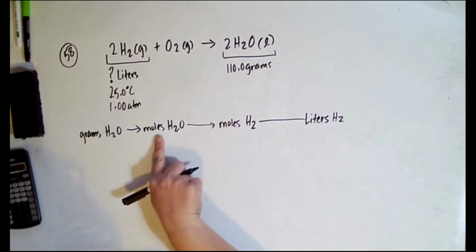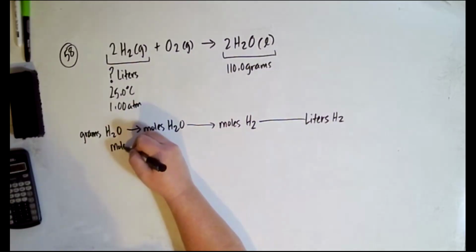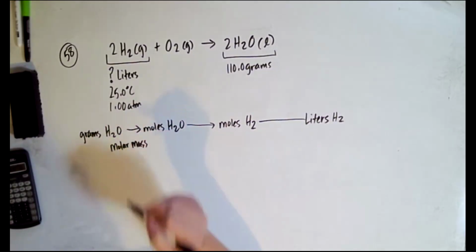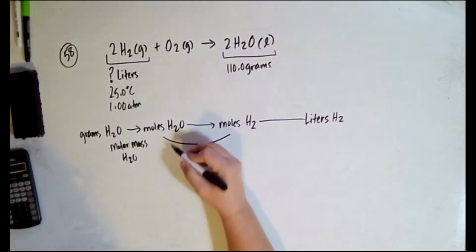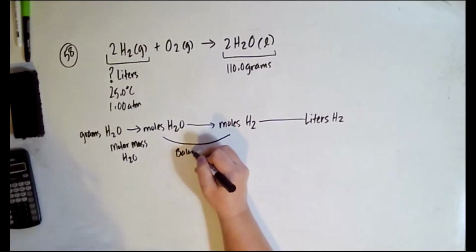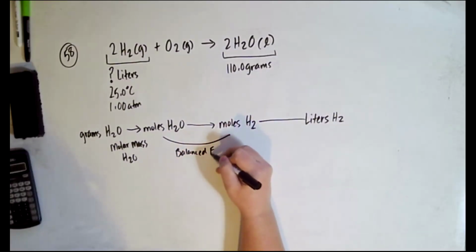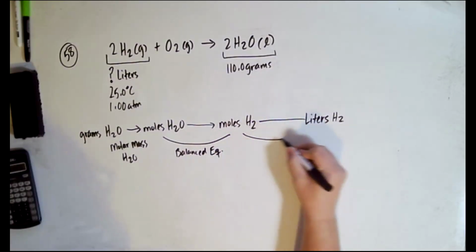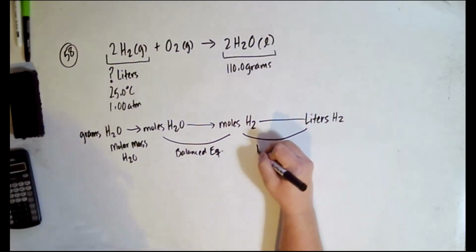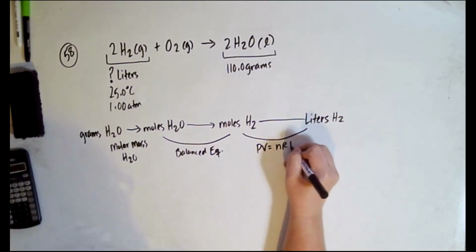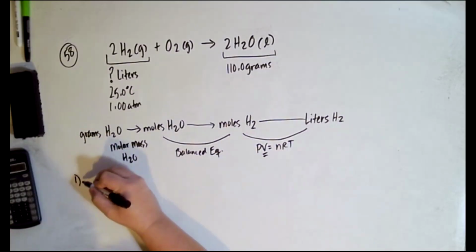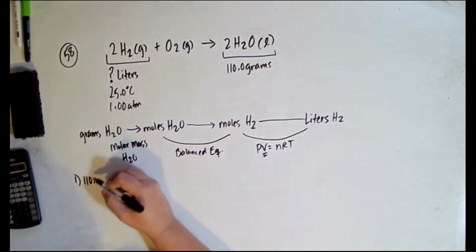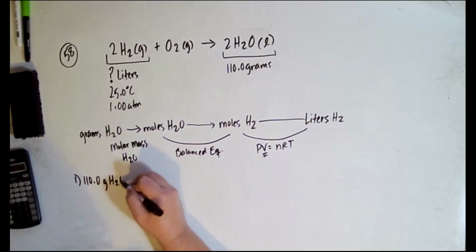Okay. So our grams to moles, we're going to do that with the molar mass of our H2O. We're going to go from our moles of water to our moles of hydrogen with our balanced equation. And then we're going to go from the moles of hydrogen to the liters of hydrogen with our ideal gas law, solving it for volume. Okay. So step 1, we're going to take our 110 grams of H2O.